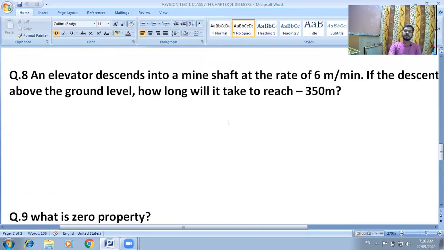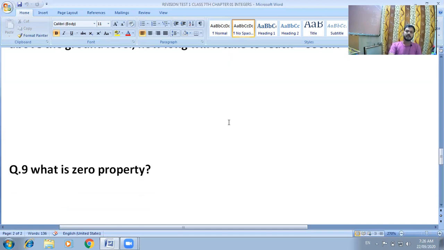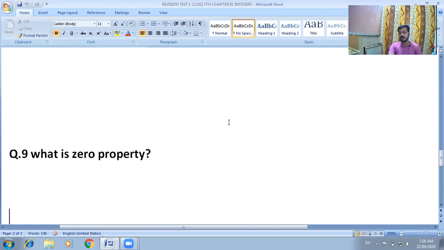Okay, try it, everyone. Otherwise your answer becomes incorrect. So what is the zero property? That is question number 9. What do you mean by zero properties of integers? Write their formulas.